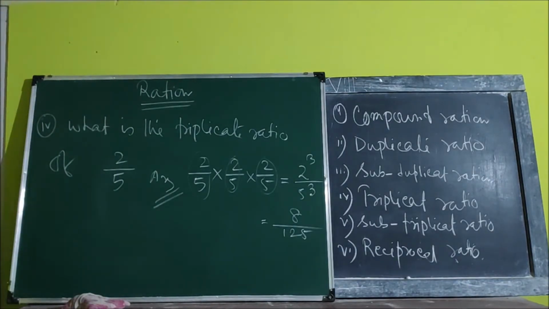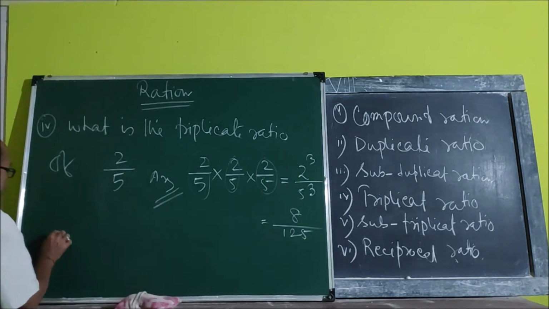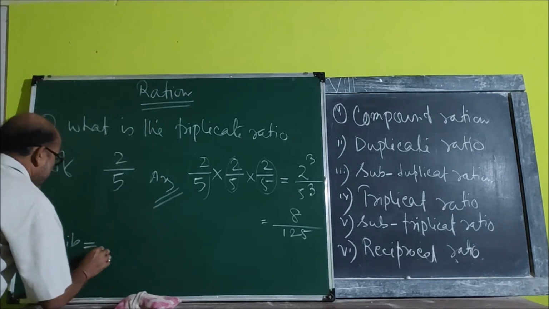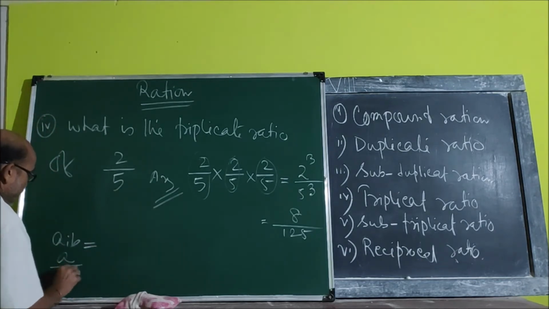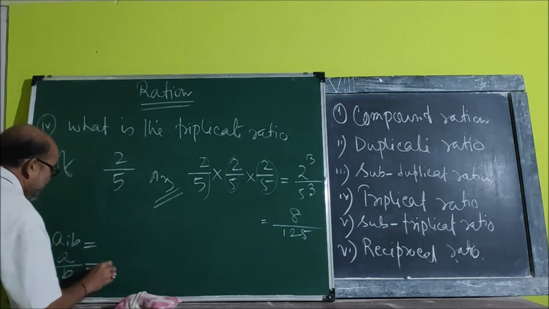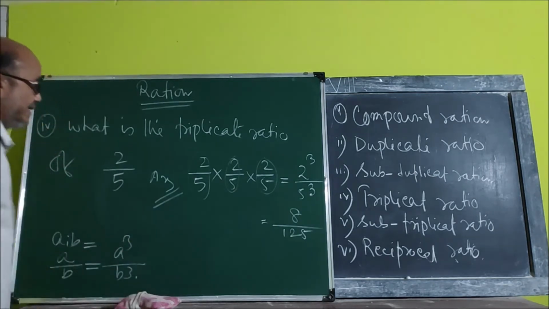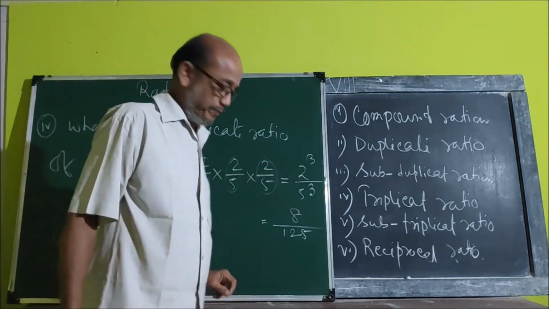So in letters, the triplicate ratio of A to B means: A by B, its triplicate will be A cube by B cube.